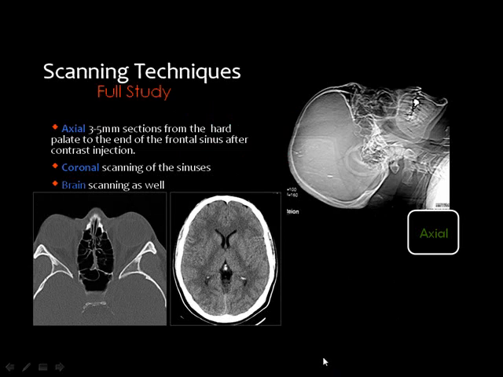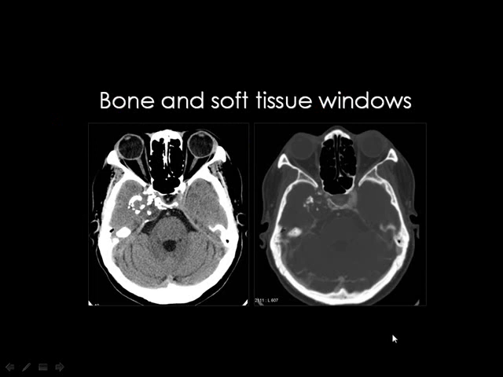Then we have the full study, which includes axial sections, putting the patient in the supine position, starting from the region of the hard palate, and you proceed superiorly until we finish the frontal sinus. Then we have the coronal scans, and we also have the brain scans as well. And in this full study, we usually need to inject the contrast material, while in the routine study, we do not usually need to inject the contrast material.